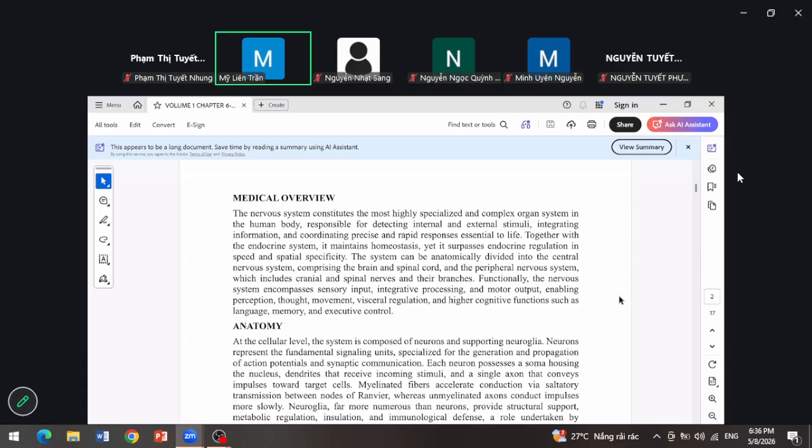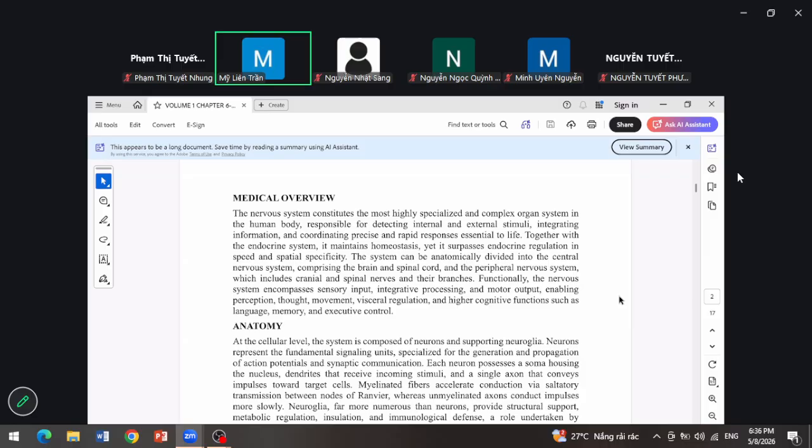The nervous system constitutes the most highly specialized and complex organ system in the human body, responsible for detecting internal and external stimuli, integrating information, and coordinating precise and rapid responses essential to life. Together with the endocrine system, it maintains homeostasis, yet it surpasses endocrine regulation in speed and spatial specificity.